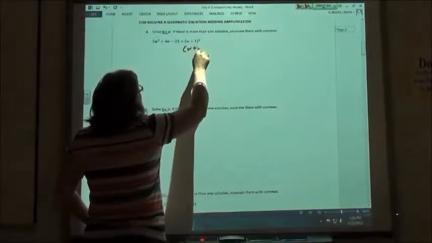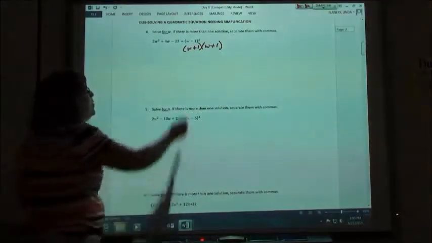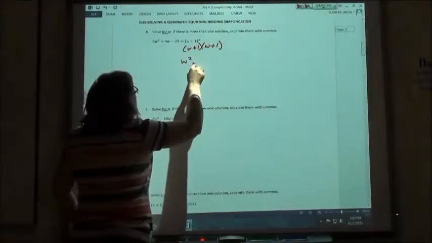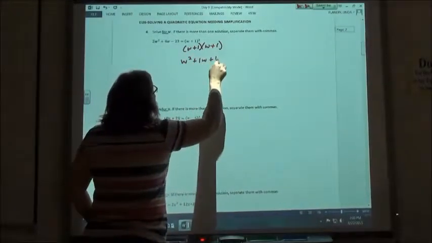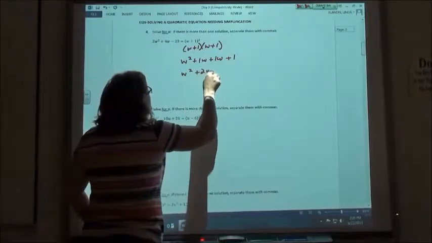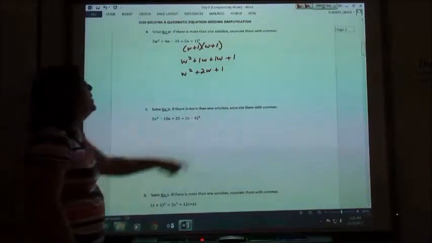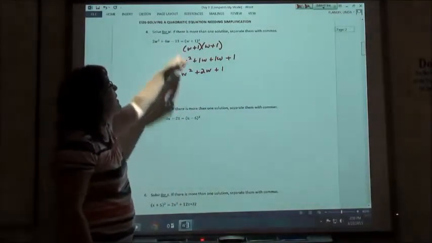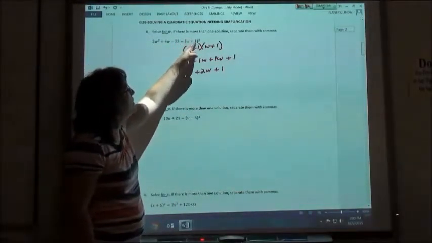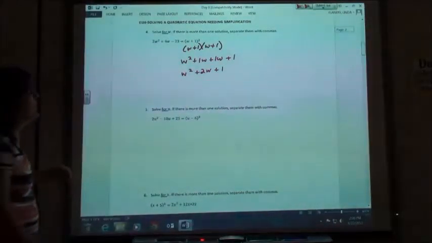So w plus 1 times w plus 1. If we FOIL that out, we get w squared plus 1w plus another 1w plus 1, or w squared plus 2w plus 1. Now again, my shortcut for squaring is to square the first, take 2 times the first times the last, and then square the last. Otherwise, write it down twice and FOIL it out.